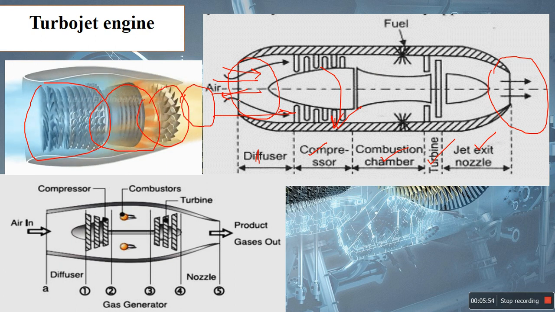Now we see what the role of the diffuser is. The function of the diffuser is to slow down the air velocity, and part of the kinetic energy of the air stream is converted into pressure energy. The process is called the ram effect. Before coming into the compressor, because of this cross-sectional area, the velocity decreases and the pressure increases. That phenomenon we call the ram effect.